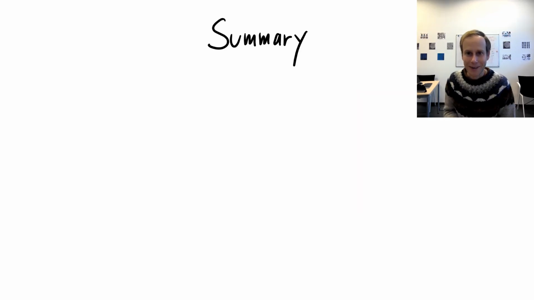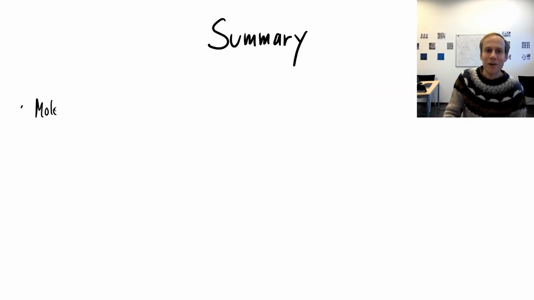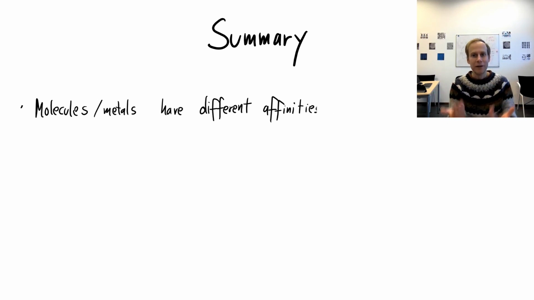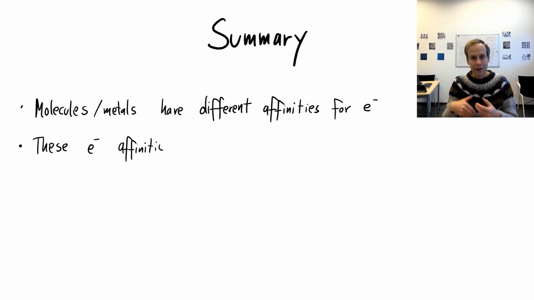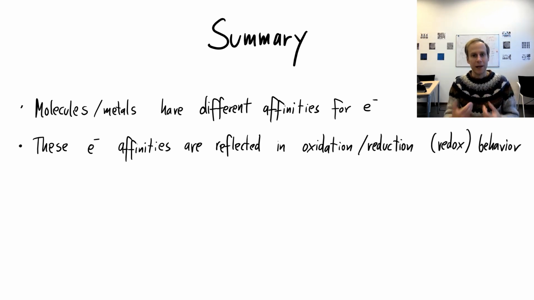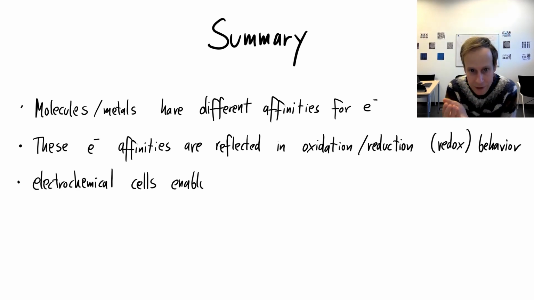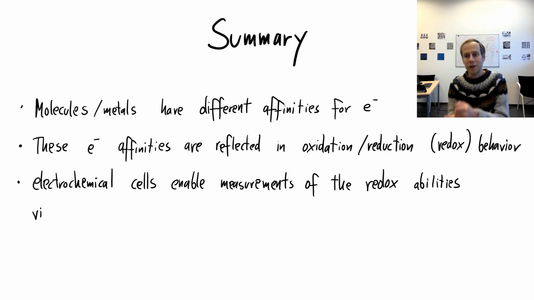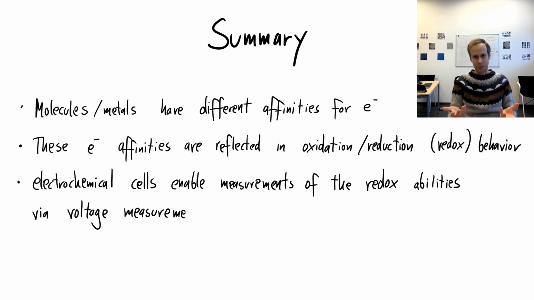That brings me to the summary of this clip. We've learned that molecules or metals have different affinities for electrons. These affinities for electrons are reflected in the oxidation or reduction, or short redox, behaviors. We can use an electrochemical cell to measure the different redox abilities via a voltage measurement, as you have seen on the last slide.